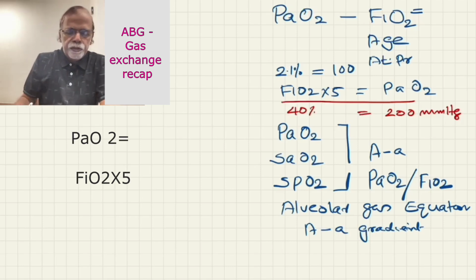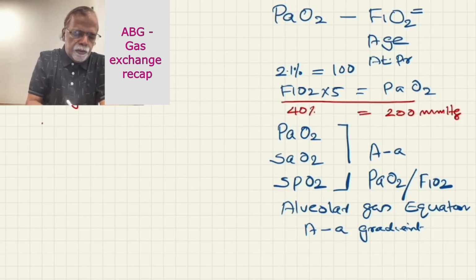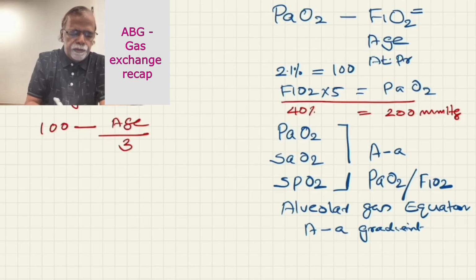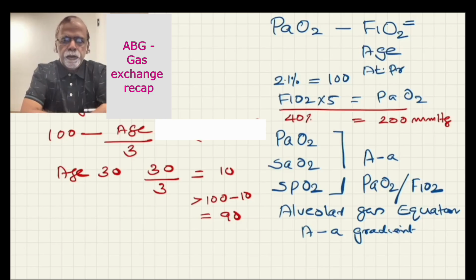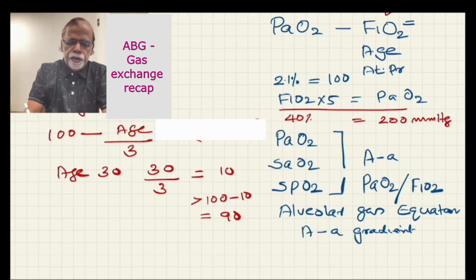Again there should be a correction for the age. As age advances, PaO₂ comes down. In clinical practice, usually we take the relation between age and PaO₂ simply as 100 minus age divided by 3. So the PaO₂ is determined by the FiO₂, age of the patient, and atmospheric pressure.